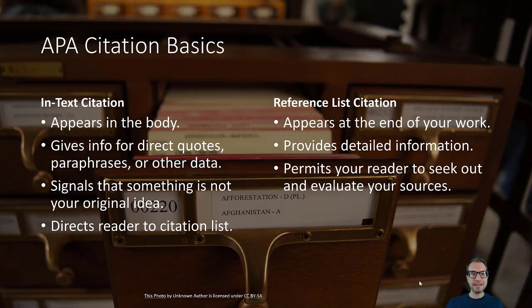In APA style, we have two different kinds of citations. In-text citations in the body of the paper and reference list citations at the end. We need to have both. The in-text citations show your reader particular times when you borrow someone else's ideas, but in APA style, the in-text citations don't have a lot of information. The reference list at the end does have a lot of information, and it's where your reader will be going when they want to learn more about each passage.